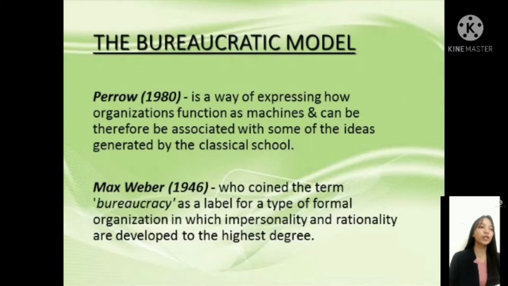Max Weber in 1946 coined the term bureaucracy as a label for a type of formal organization in which impersonality and rationality are developed to the highest degree. He believed bureaucracy was the most efficient way to set up an organization's administration, and that it was better than traditional structures. In a bureaucratic organization, everyone is treated equally and the division of labor is clearly described for each employee.